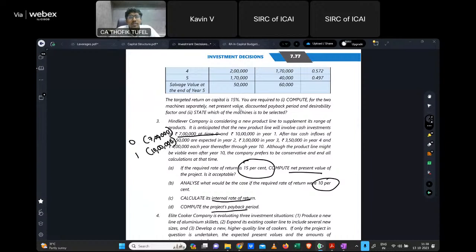After tax cash inflows, see, directly cash inflows are given. After tax cash inflows of 2,50,000 are expected in year 2. So year 2, 2,50,000 rupees. Year 3, 3 lakh rupees. Okay. Year 4, 4 lakh rupees.